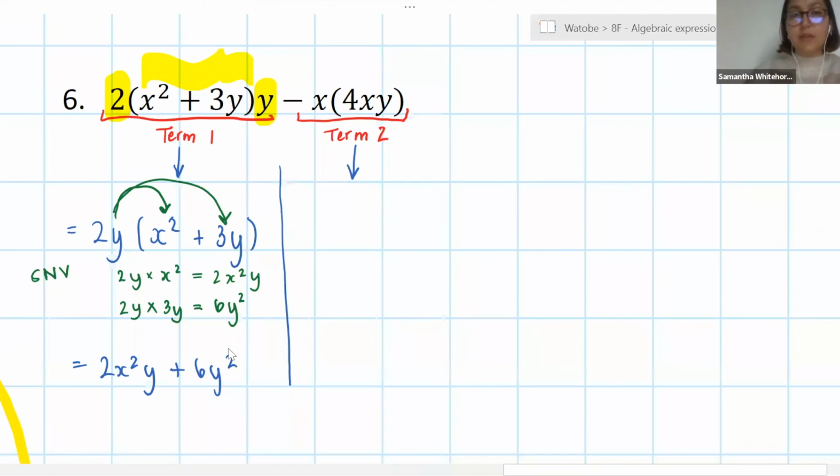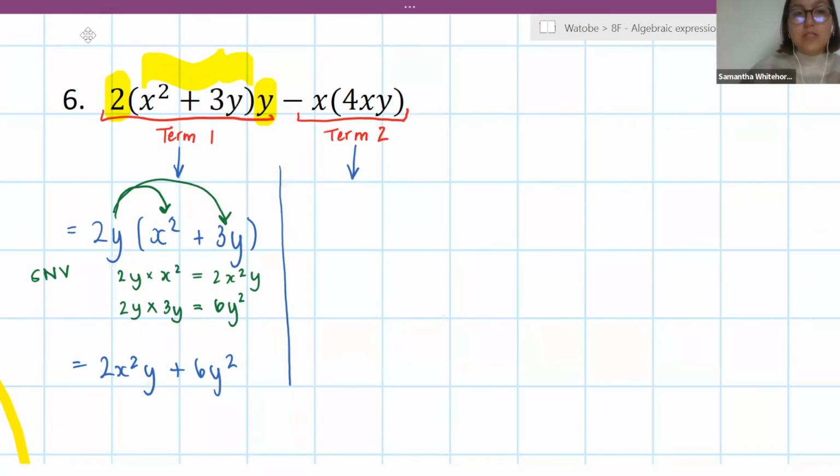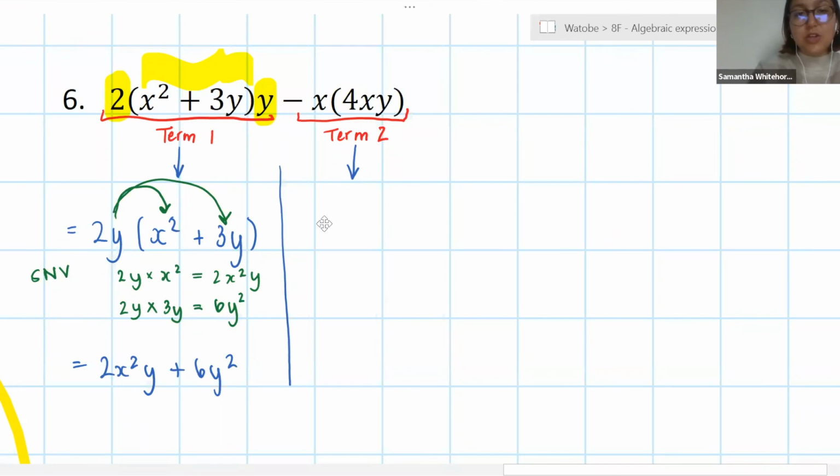So I've simplified my first term. Now I want to simplify my second term. So my second term is negative x times 4xy. So it's just one multiplication I have to do here. When I do that multiplication, again, remember your SNV, a negative times a positive is a negative. So I've got a negative. Then I've got the 1 times 4, which is 4. X times x, which is x squared. And the y doesn't have another y to multiply with, so it's just y.